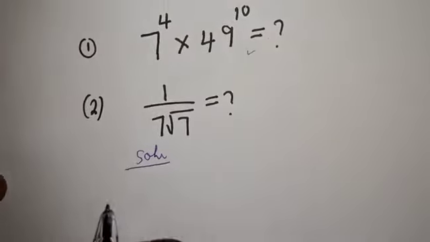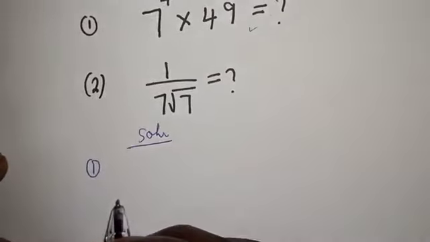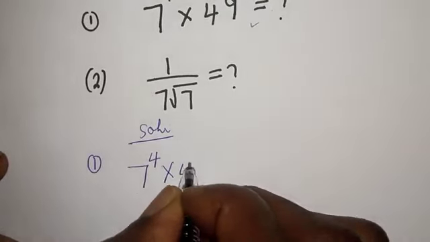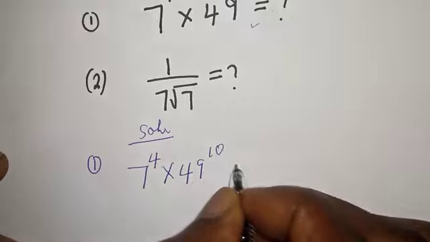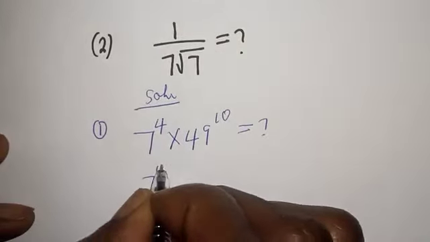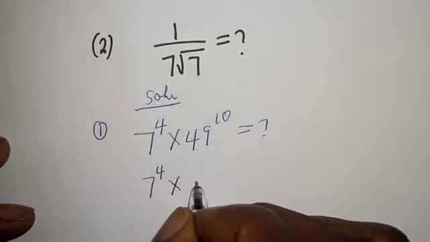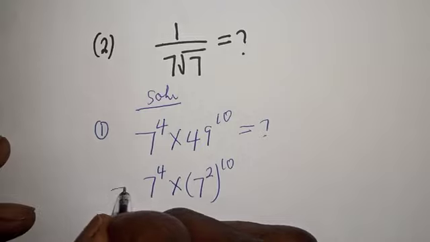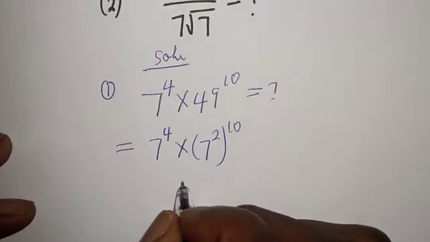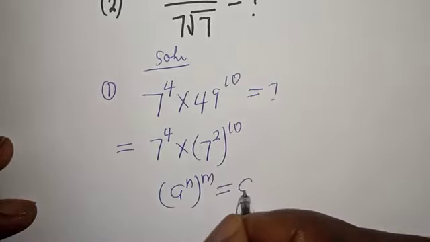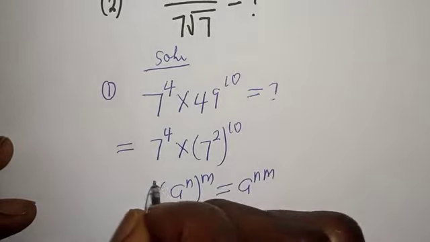Let's consider this first one. 7 raised to power 4 multiplied by 49 raised to power 10 is equal to what? This is 7 raised to power 4 multiplied by 7 squared to the power of 10. Now, if you have a raised to power n to the power of m, this is equal to a raised to power nm.